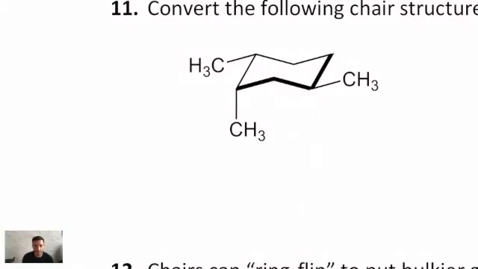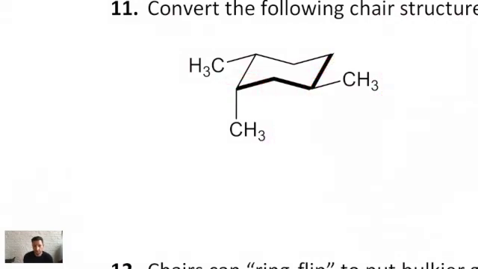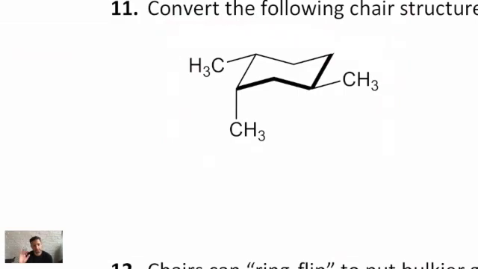Hey there, chemists. By now you should be comfortable with looking at chair conformations for six-membered rings and being able to identify if a substituent is either equatorial, like that methyl group right there, or axial right there. What we're going to do today is interconvert those drawings from chair conformation representations to just flat hexagonal representations.